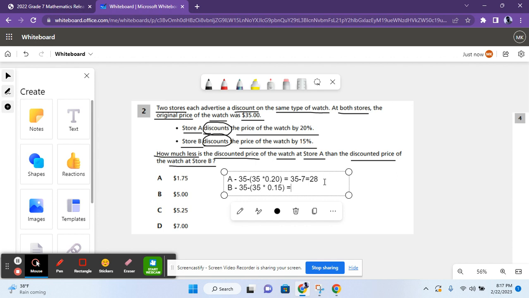And for B, we will get 35 minus 5.25, since 35 times 0.15 is 5.25. And that gives us 29.75. And the difference between the two prices can be represented by 29.75 minus 28, which is 1.75. This is answer choice A. Let's move on to the next problem.